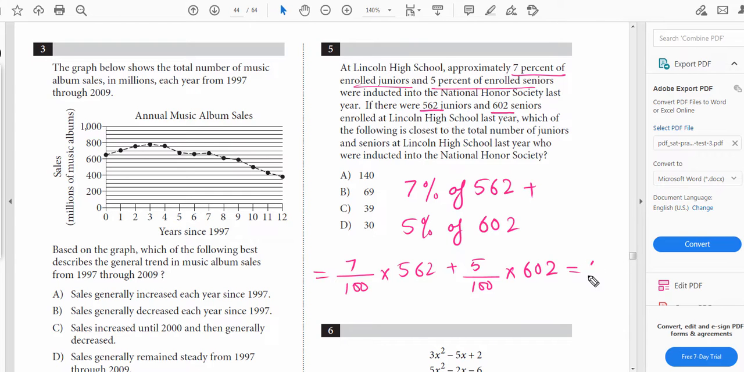So the answer that I got is 69.44, that is closest to 69. So option B is the correct option.